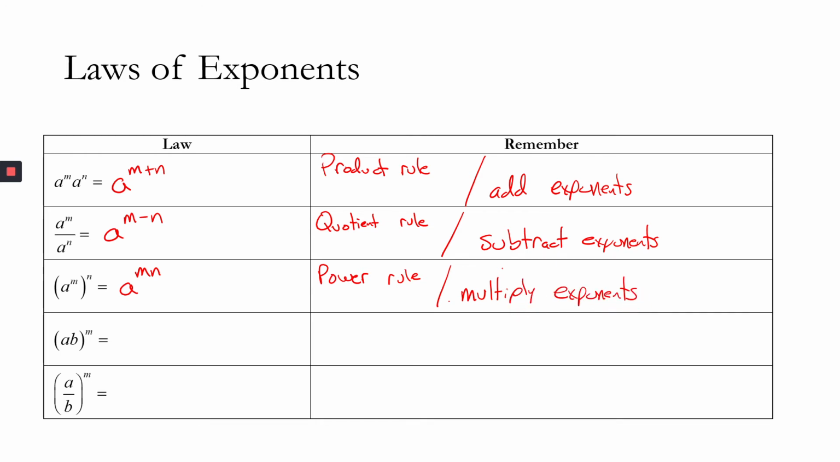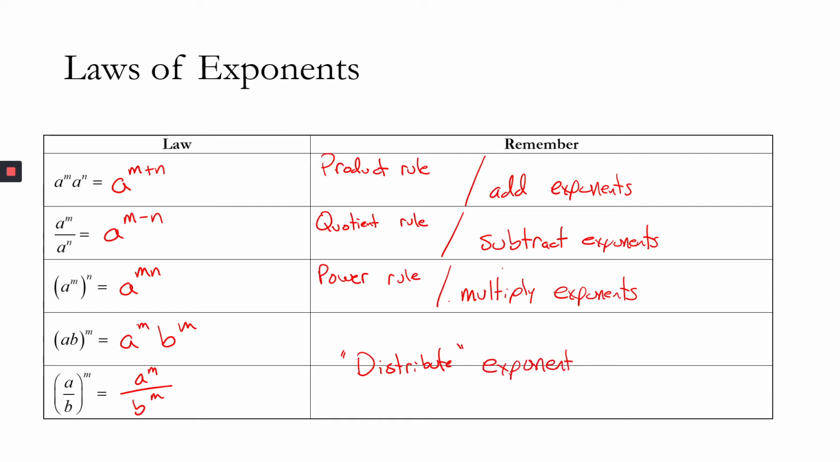And then these last two examples sort of combine some of these rules above. So this first one is called the power of a product rule. And then the second one is called the power of a quotient rule. And both of them are very similar in terms of how we're going to simplify this. We're going to distribute the exponent.